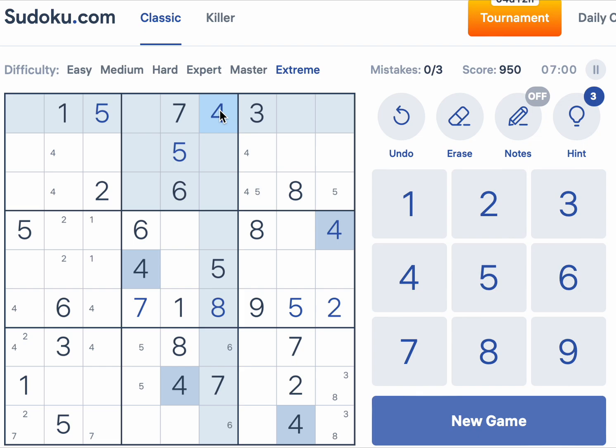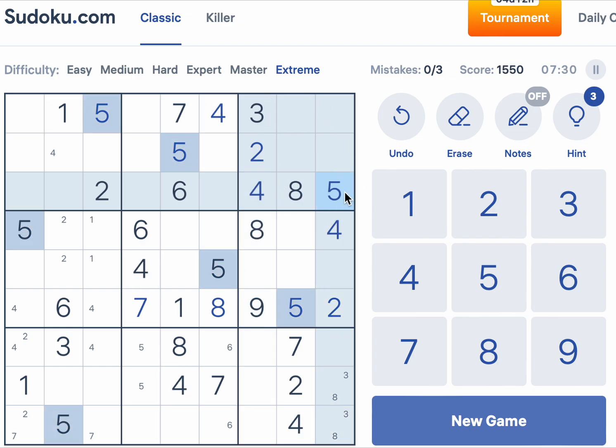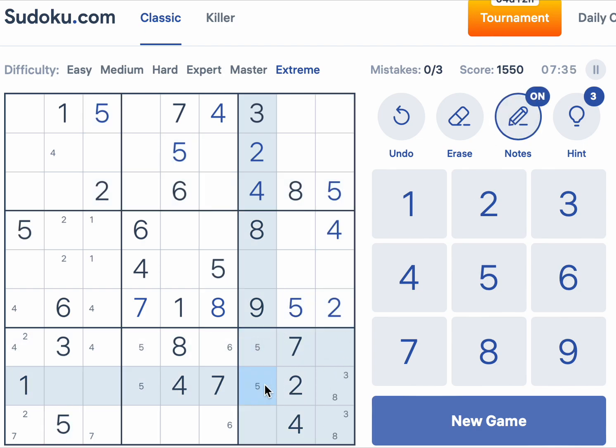Okay. Some progress for 3, 2. Okay, so for this block, with these 2 columns and this row having 2 already, this cell must be 2. So this cell must be 4 because it's the only available slot for 4 in this block. As a result, this cell must be 5. So for this block, one of these 2 cells must be 5.